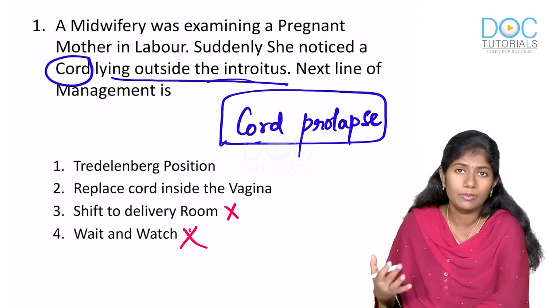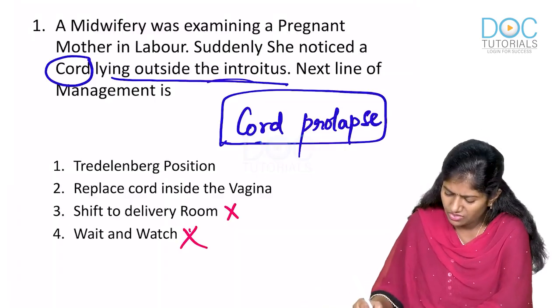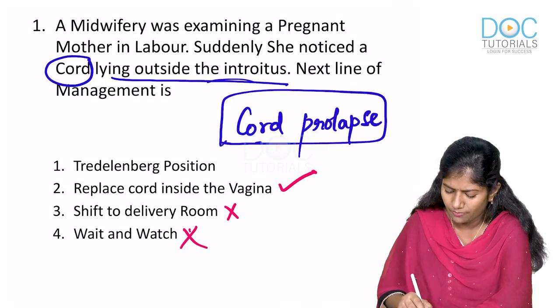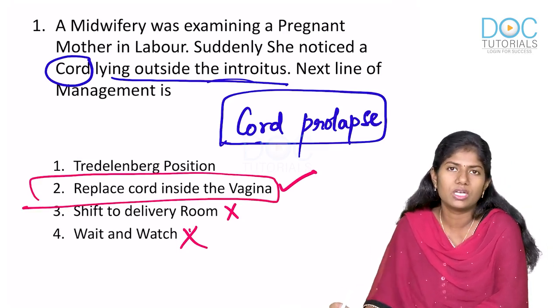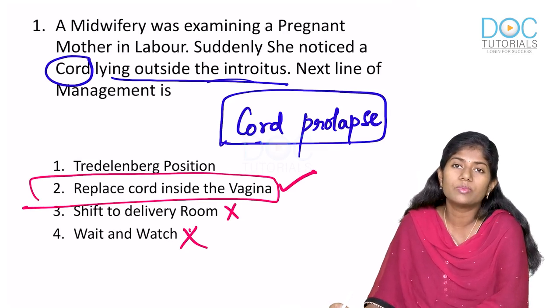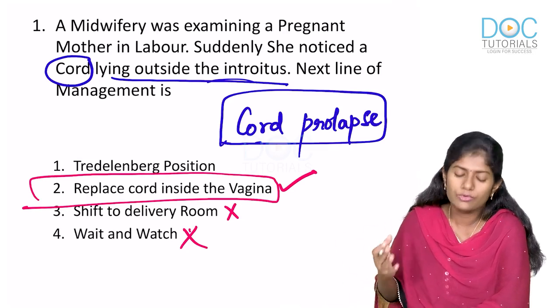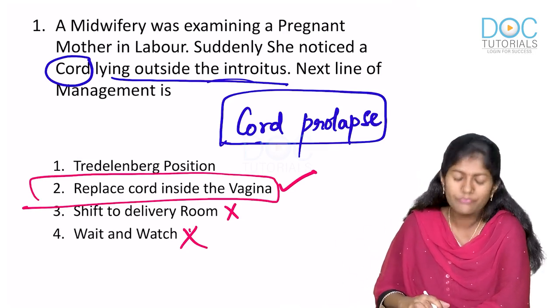I accept. But before you shift to the delivery room, you have to safeguard the cord first, right? With the cord outside the introitus, you can't just shift her to the delivery room because moving the patient will bring more and more cord out. So you have to first replace the cord inside the vagina. Put the cord inside the vagina and only then move the patient. Until then, don't move the patient because it will push more and more cord out of the vagina.